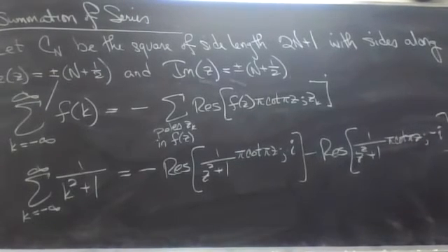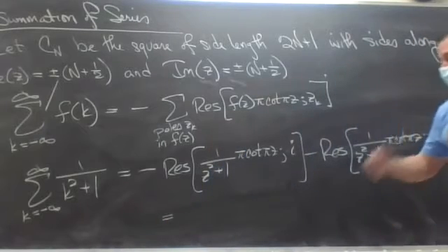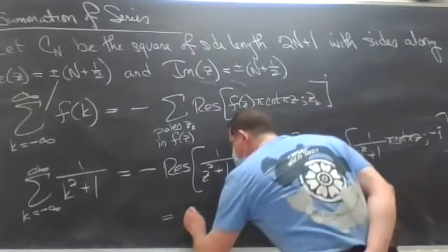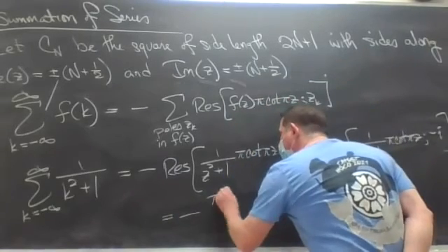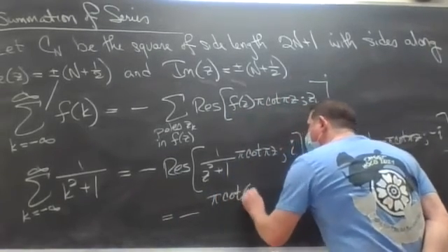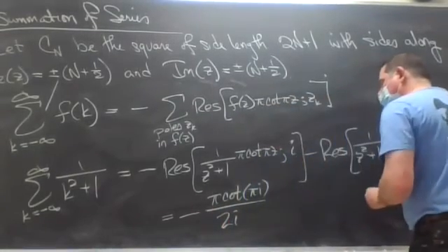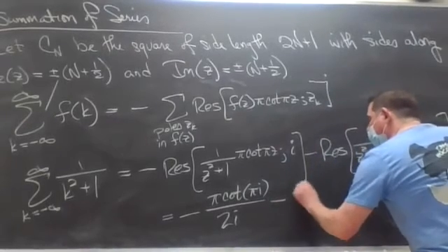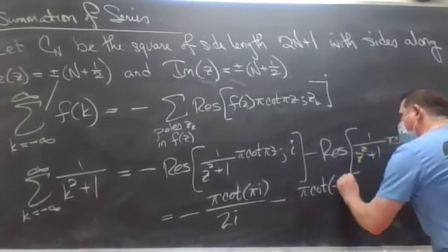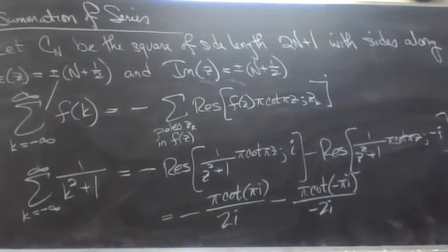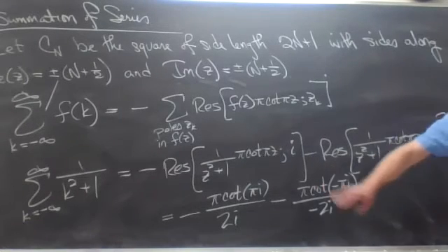All right. To do the residues, I'll use L'Hopital. All right, so this is going to be minus pi cotangent pi i divided by 2i minus pi cotangent minus pi i divided by negative 2i. Okay? So let's massage this into a better form because that's a little bit messy looking.